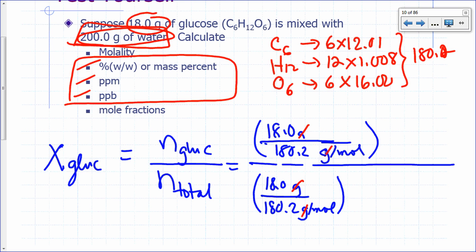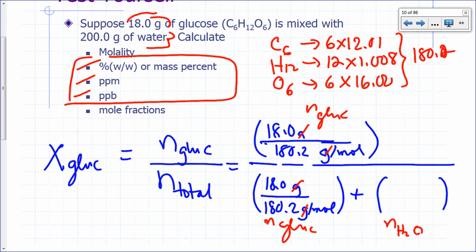Cancels grams. Plus moles of water. So this is your glucose. This is glucose, moles glucose. And you need moles of water over here. So how many moles of water do we have?